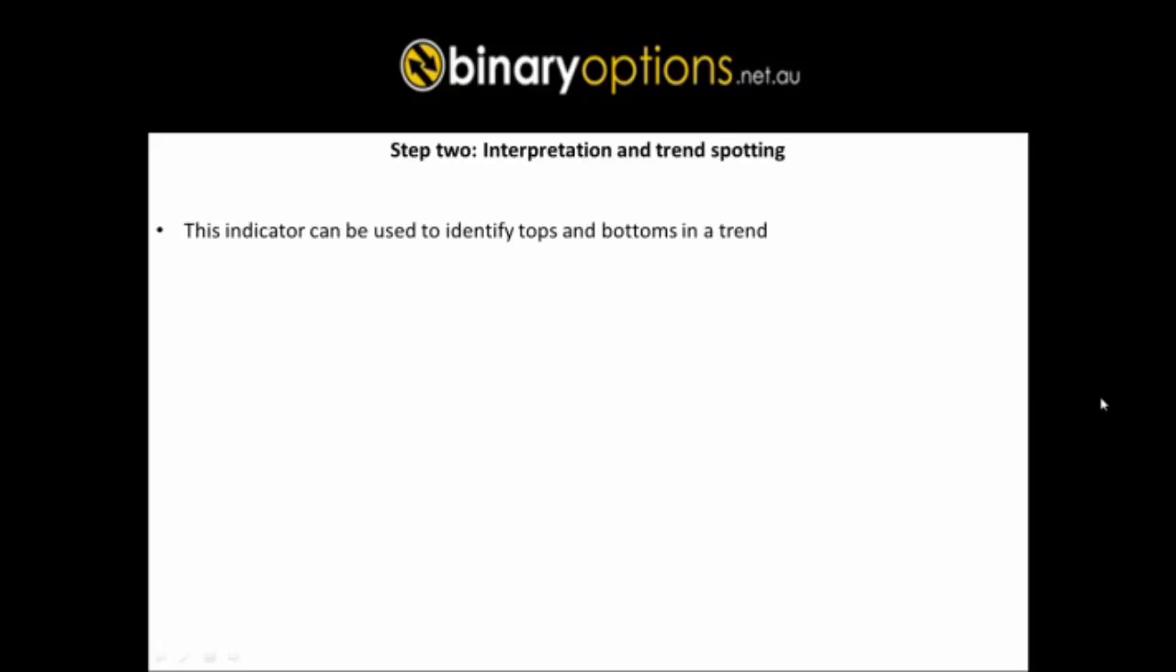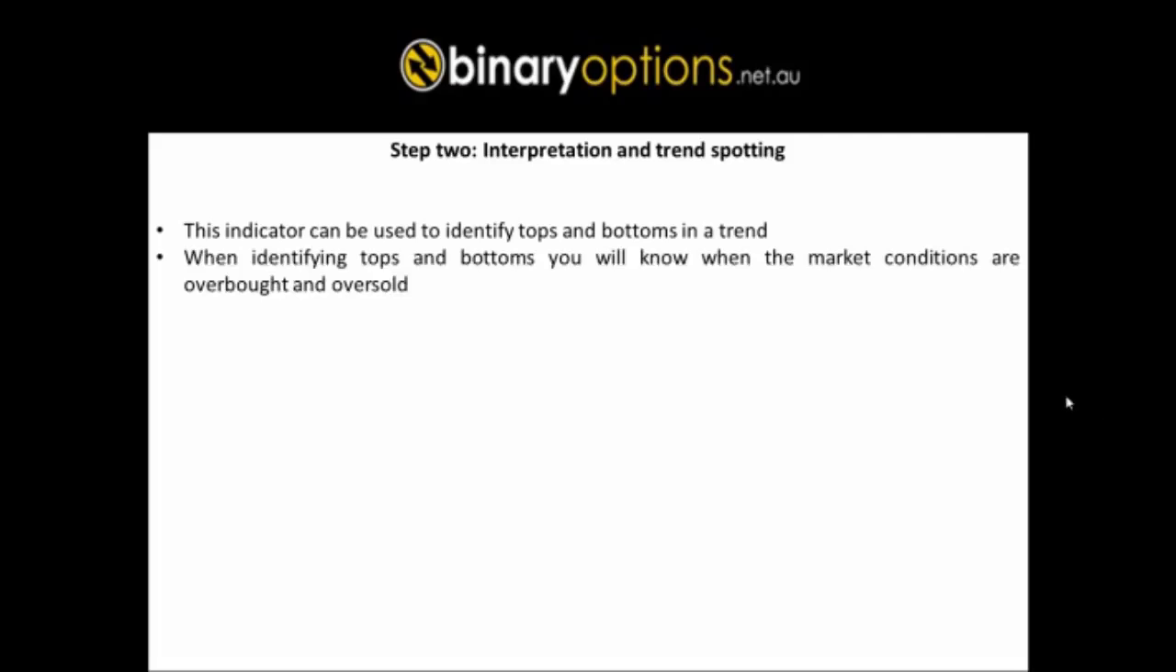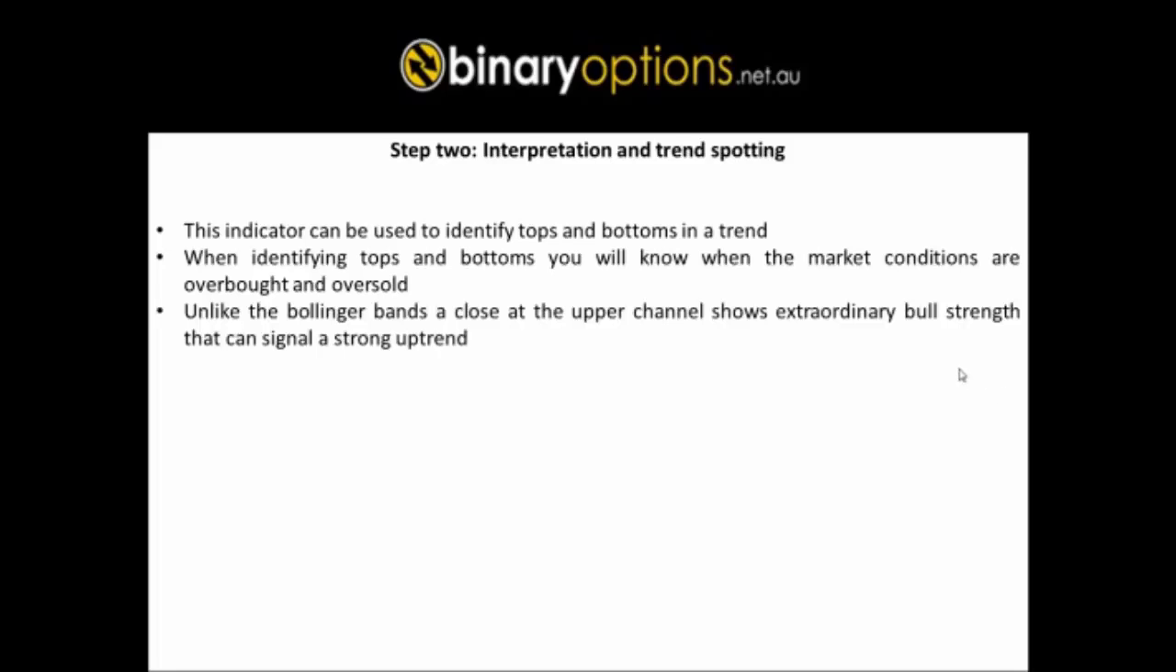So how do we read this indicator? This indicator can be used to identify tops and bottoms in a trend. This can be very useful because when identifying tops and bottoms, you will know when the market conditions are overbought and oversold. Unlike Bollinger Bands, a close at the upper channel shows extraordinary bull strength that can signal a strong uptrend.